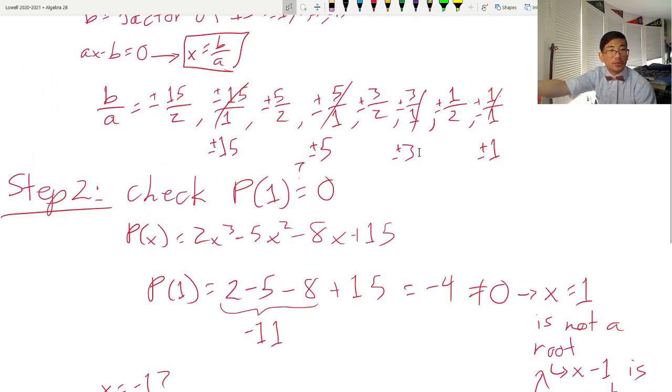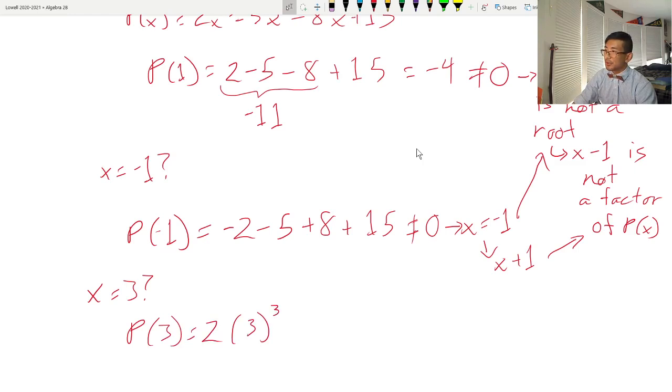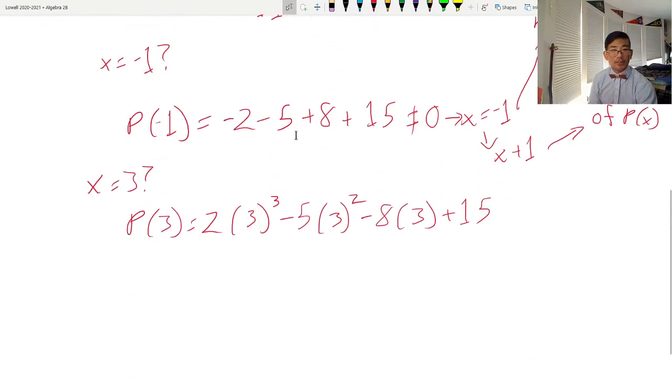Okie dokie. So let's try the next one. I guess let's just try 3. Okay, so I'm going to check x equals 3, question mark. All right. So again, I will check P of 3, which equals, now I'm going to have to write this one out. 2 times 3 cubed minus 5 times 3 squared minus 8 times 3 plus 15, sorry. Let me just check I plugged into my function correctly. Minus 5, minus 8. All right, cool.